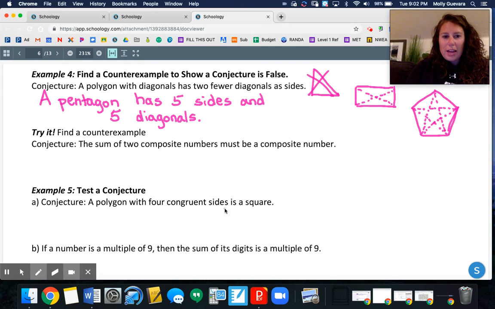Now for this one, you guys are going to try it on your own, but I want to explain some of the words that are in here first. The conjecture is the sum of 2 composite numbers must be a composite number. And that's kind of a new word, so we're going to go ahead and define that first. A composite number.